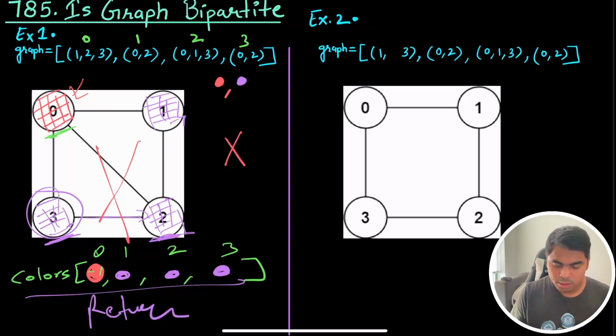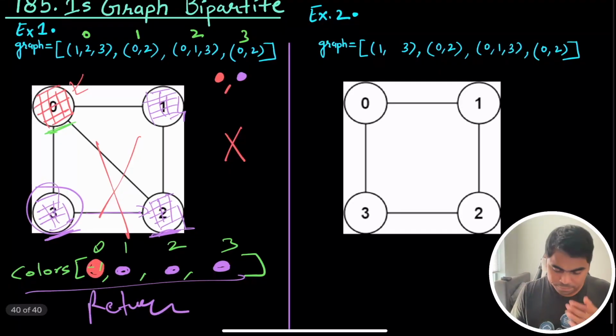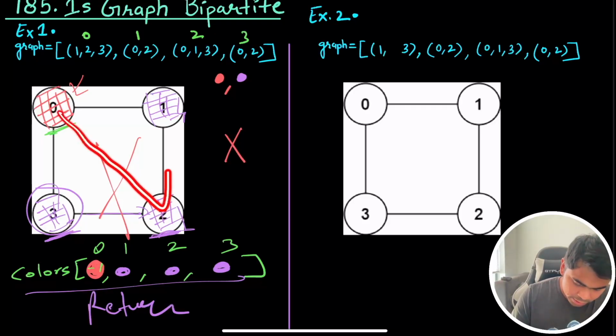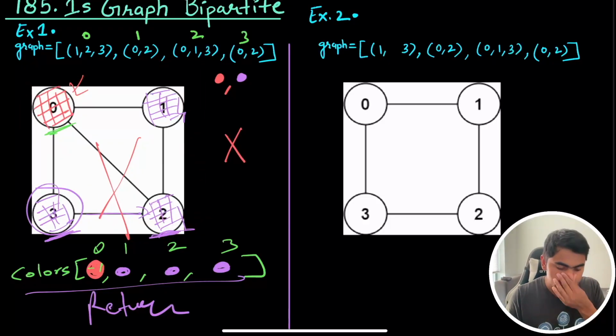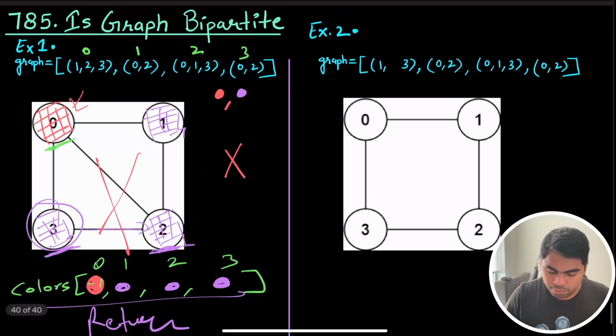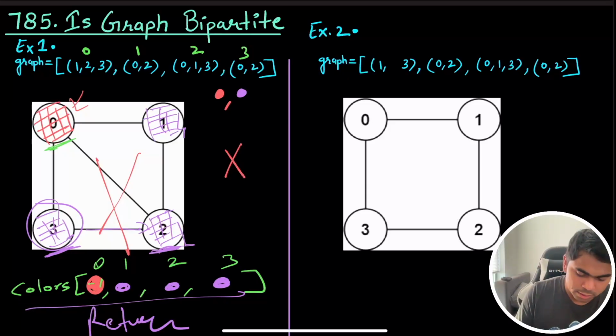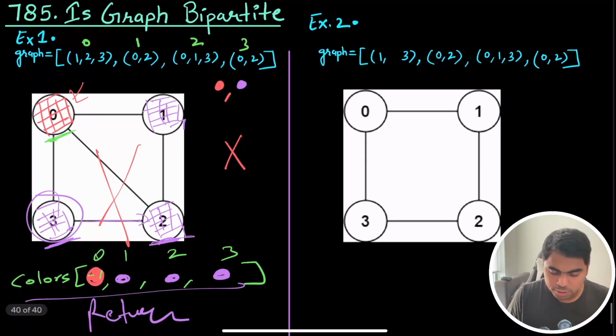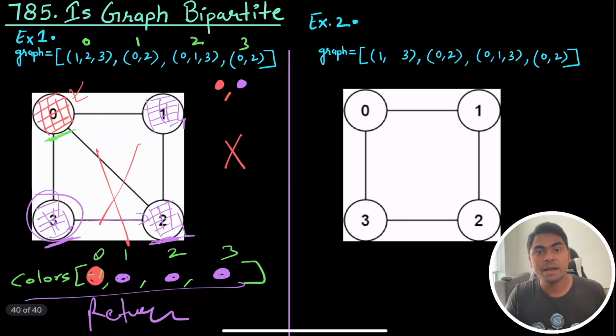So return false. Now let's get to the second example and see why this one is bipartite. If you remember, we were talking about cycles, and this first example does have a cycle of odd length. If you see right here, this is the cycle between 0, 1 and 2, and it has odd length. That is why this is not a bipartite graph. This second example also has a cycle, but it has an even number of nodes in the cycle. That is why this is a bipartite graph.